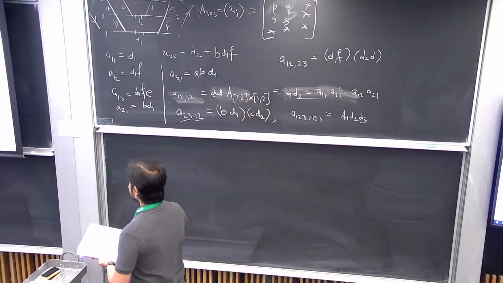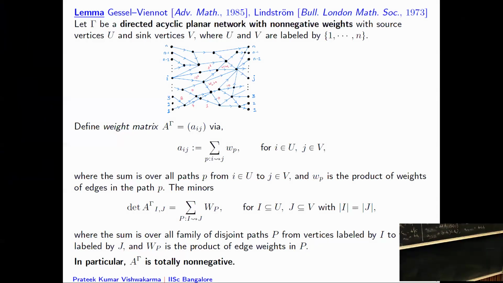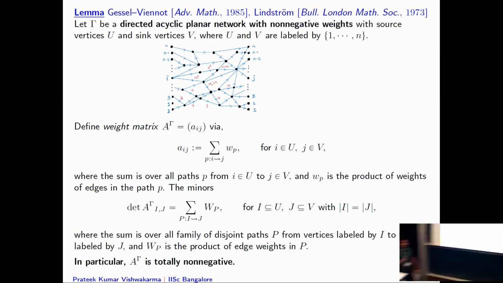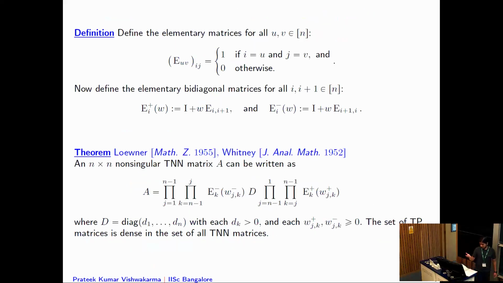So yeah, that's the gist of this result. What we just saw is that if we have a directed acyclic planar network with non-negative weights, then we have a totally non-negative matrix. The converse of this result is also true in the following sense. For that, we need some notation. We use the elementary matrices E_UV, in which the UVth entry is 1 and the rest of the entries are all zeros. Using that, we define the elementary bidiagonal matrices.